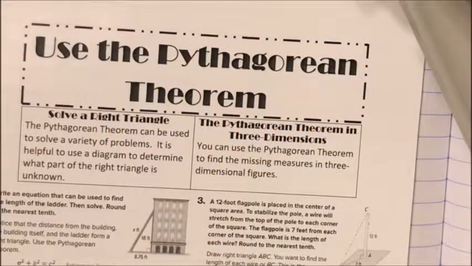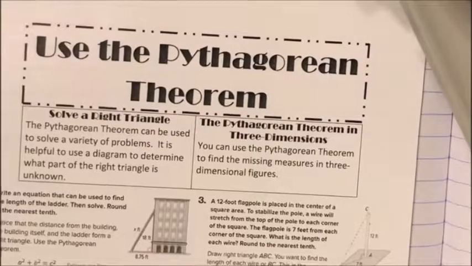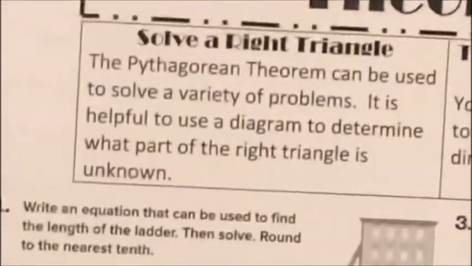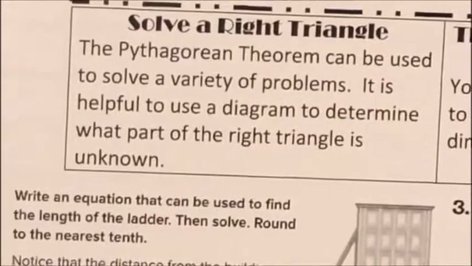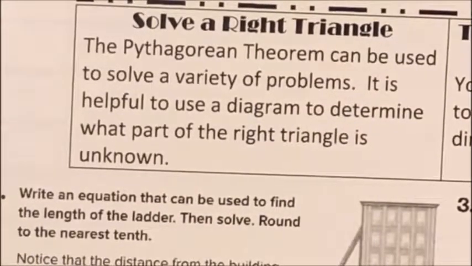This is Chapter 5, Lesson 6, Use the Pythagorean Theorem. So, we can use the Pythagorean Theorem to solve right triangles, of course. The Pythagorean Theorem can be used to solve a variety of problems. It is helpful to use a diagram to determine what part of the right triangle is unknown.